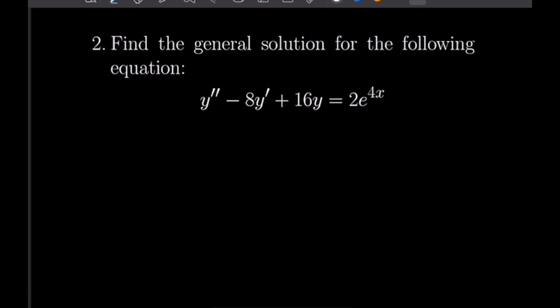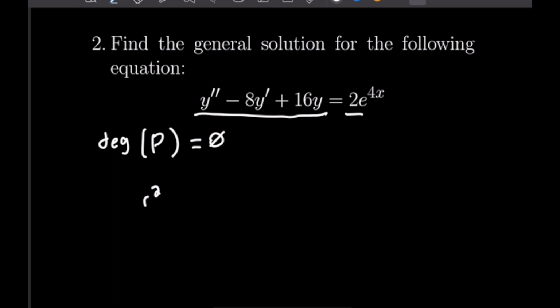So our next example is find the general solution for the following equation. We have y double prime minus 8y prime plus 16y is equal to 2e to the 4x. So once again, we can see that we have a constant here. So the degree of our polynomial p there is going to be 0.